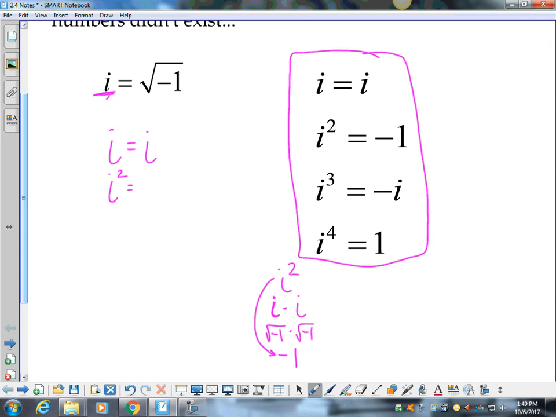Now you're going to use that one the most. So i squared is negative 1. It's just one that's going to stick with you. You're not going to have to think through all that. I promise by the end of this video it will stick with you.